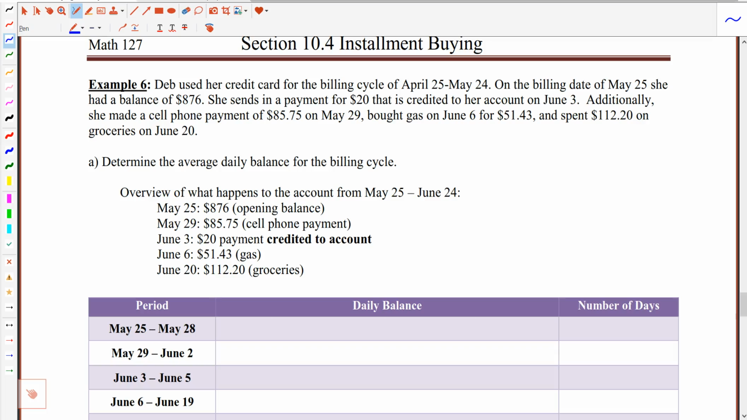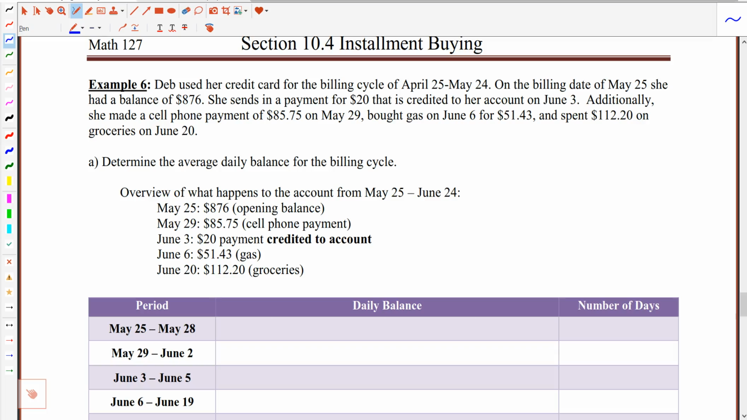So in this example, Deb used her credit card for the billing cycle of April 25th through May 24th. Now on the billing date of May 25th, she had a balance of $876. She'll send in a payment of $20 that will be credited to her account on June 3rd. Additionally, she made a cell phone payment of $85.75 on May 29th, bought gas on June 6th for $51.43, and spent $112.20 on groceries on June 20th. For Part A, we're going to determine the average daily balance for the billing cycle.